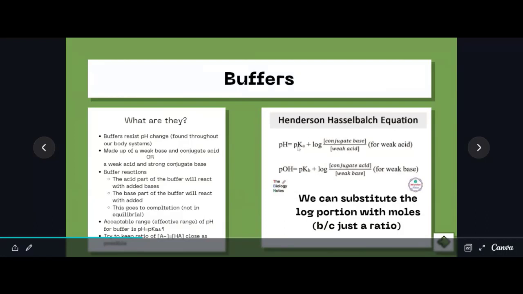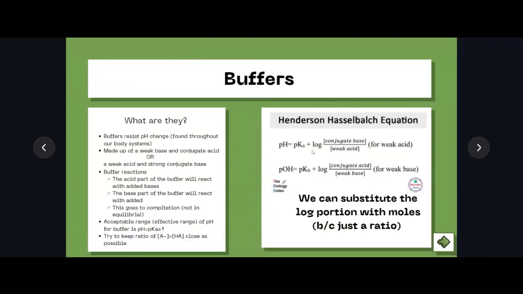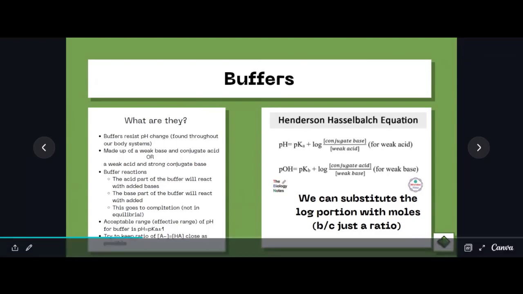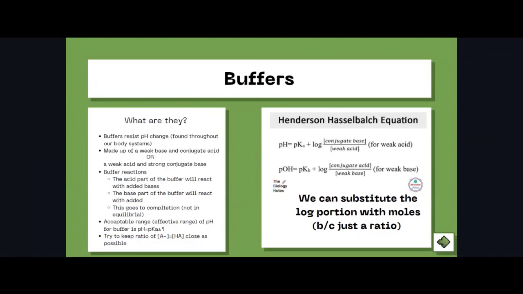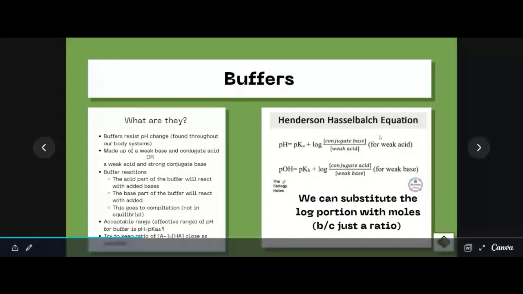Let's take a look at something called the Henderson-Hasselbalch equation. There are two different equations for this. First is pH is equal to pKa plus log of the conjugate base, so that would be A minus, over the weak acid HA. A lot of students get confused on which one is A minus or HA. The acid will always have one more proton than the conjugate base. And this makes sense because when a weak acid loses a proton, the conjugate base is the A minus, with one less proton.